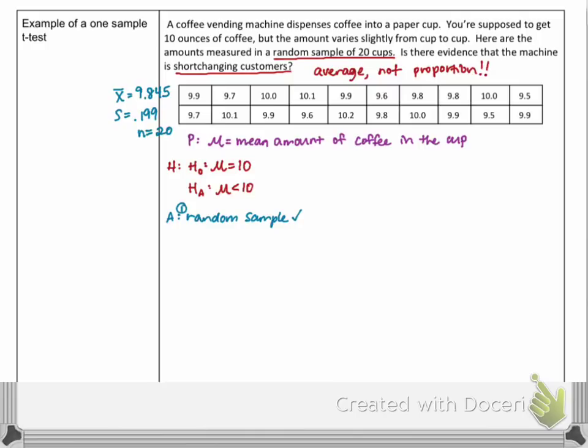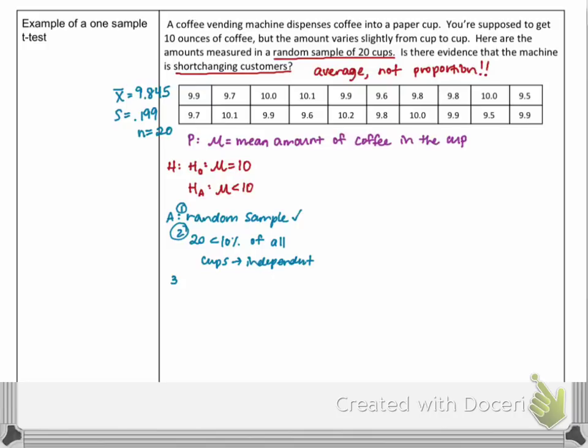Secondly, I want to know, am I sampling independently here? So is 20 less than 10% of all of the coffee cups that this machine is pouring out? And it is. So I get to keep that independence as well. So those two are going to feel like what you already know. Okay. Third one is tricky. If you remember back to our sampling distributions for means, we were checking, is our sample large enough? And it was very arbitrary. So I'm going to try to give you some rules here.